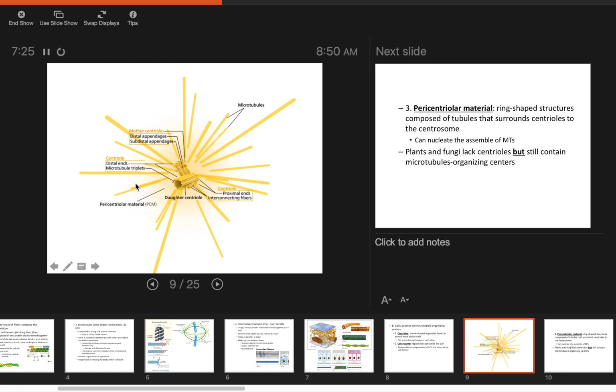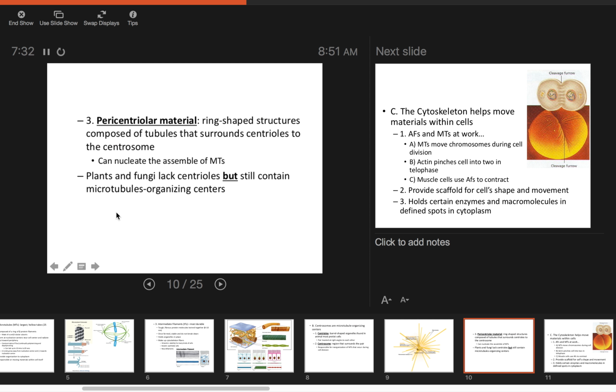So the diagram, way better diagram than mine. 45-degree angles, there's the microtubules. I don't know, I like yours better. Thanks.